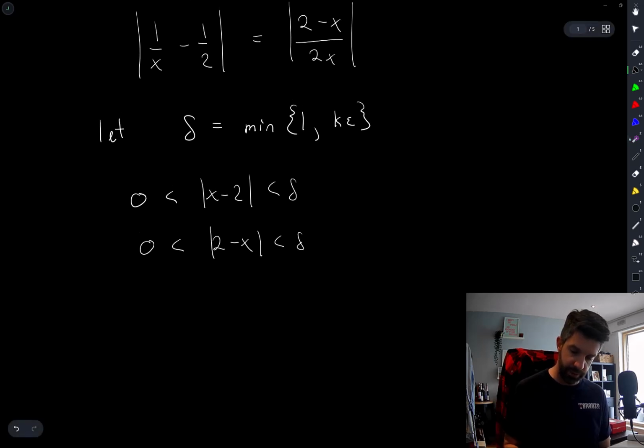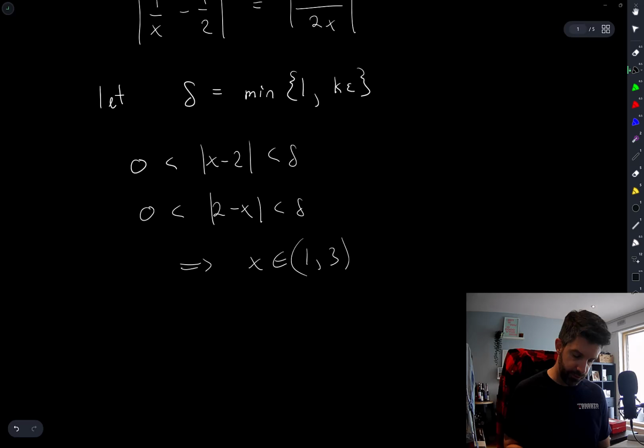So because delta is less than or equal to 1, this implies that x, the distance between 2 and x, is certainly less than or equal to 1. So I know that x is in the interval from 1 to 3, based on the way that I've chosen delta. And this implies that 1 over 2x is less than 1 over 2.